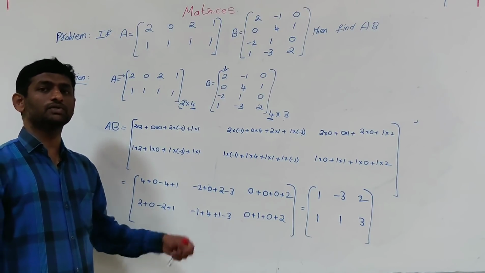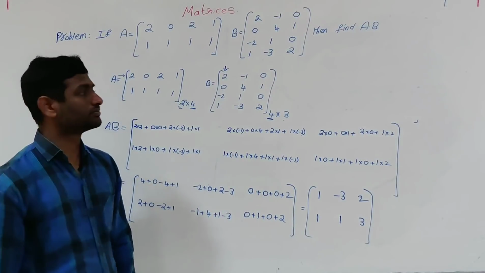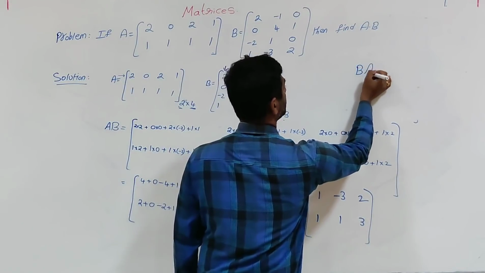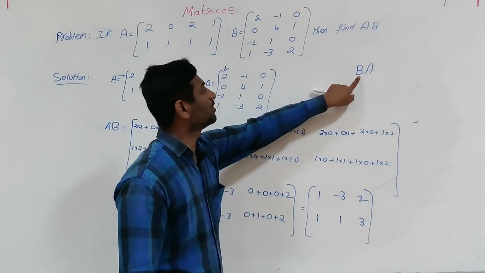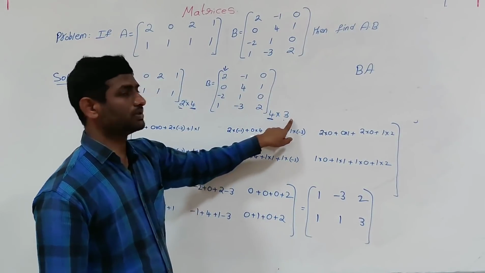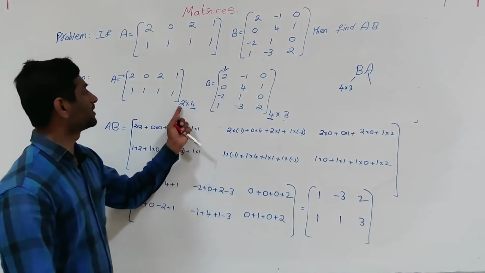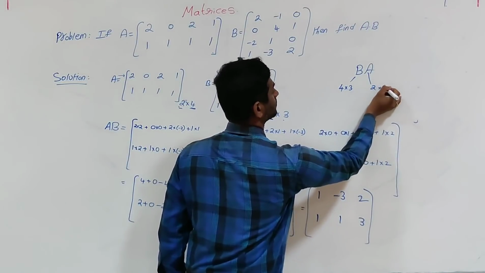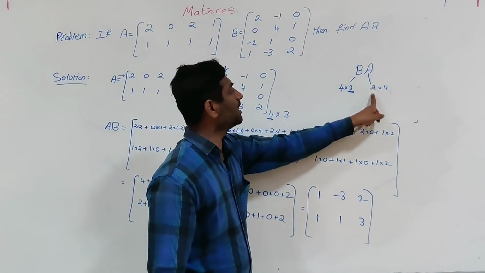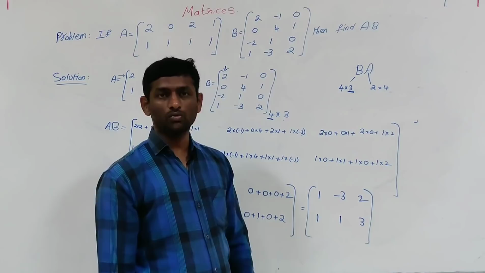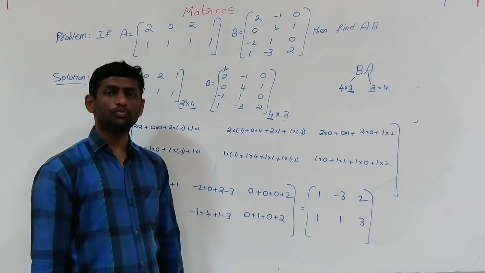Now, if I change the question, if these are two other matrices, can we find BA? What is the size of the matrices? The size of matrix B is 4 by 3, and A will be of size 2 by 4. Now the columns of matrix B are 3 and the rows of A are 2. Are they equal? No. If it is no, then matrix BA is not possible.